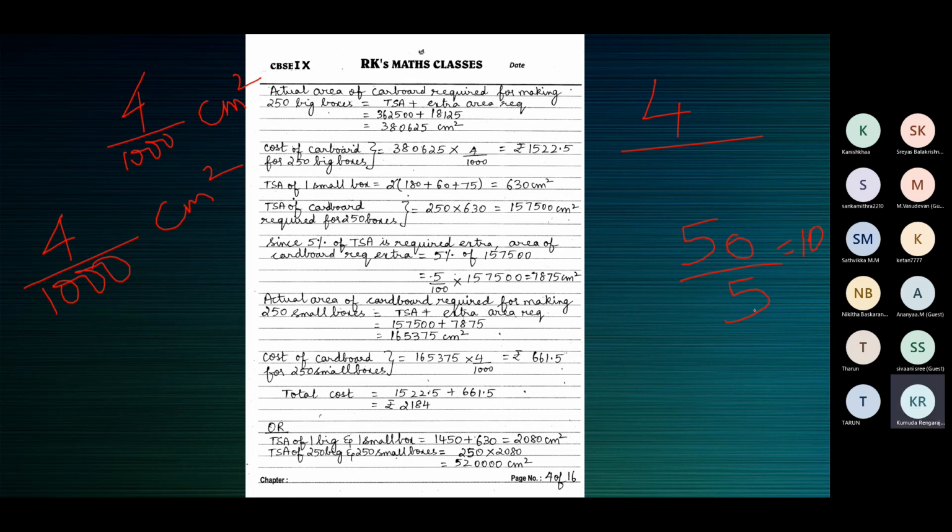Whatever is the denominator, that is for that many units. When you divide by 5, you'll get for 1 child. The denominator is 1000, so this is for 1000 centimeter square. When you divide by 1000, you'll get for 1 centimeter square. 4 rupees is for 1000 centimeter square. So for 1 centimeter square, what is the rate? 4 by 1000.